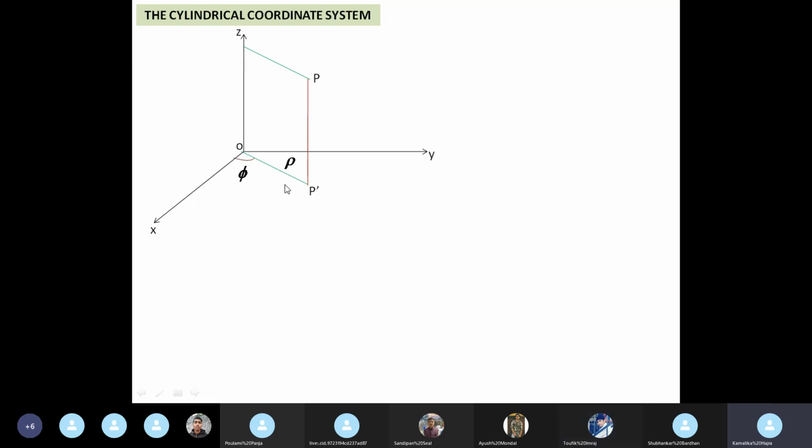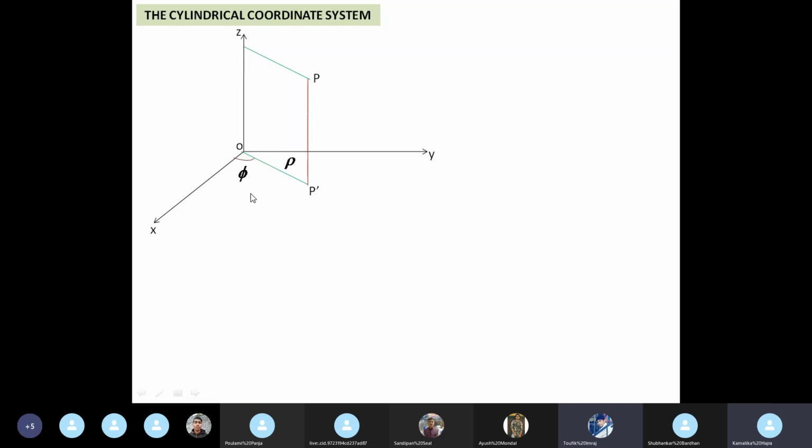Ma'am, yes. Is the phi that we take clockwise or anti-clockwise? Anti-clockwise. You start from the x-axis and you move towards OP prime.